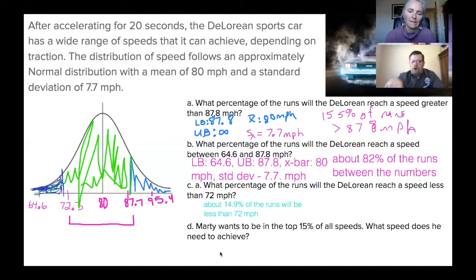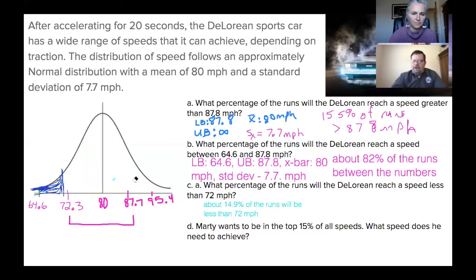So you're going to have to explain it. What you are going to have to do that's different is in part D, you're actually going to have to find the boundary. We want to be in the top 15%. So we're actually going to have to go backwards from an area.